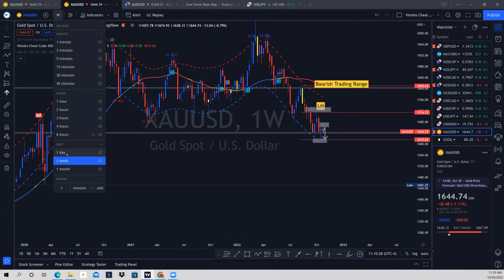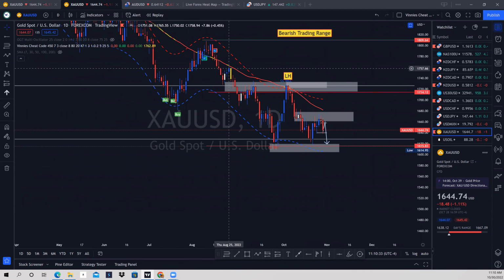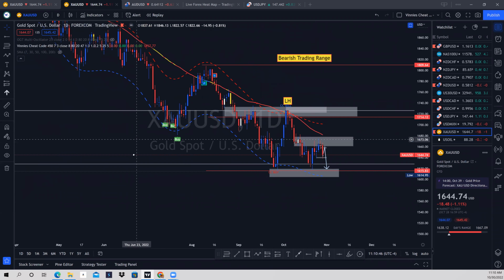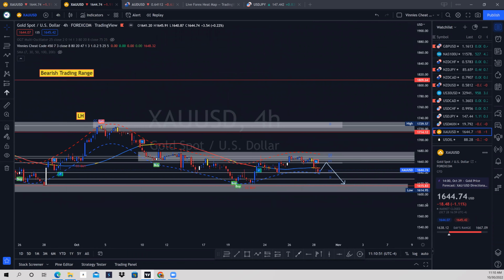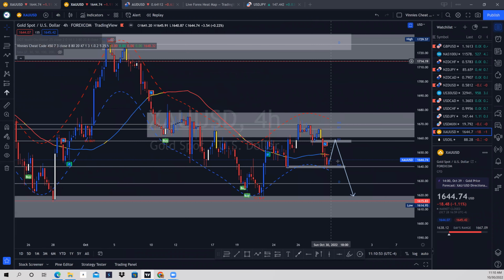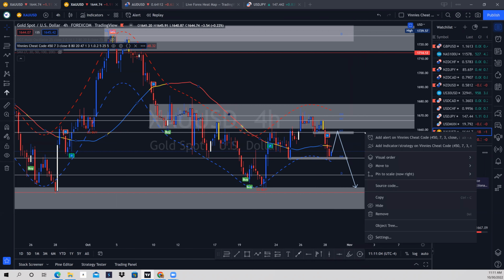I'll go down to the daily time frame. You should see the same exact thing, okay? The 47 moving average here is still red, it's still bearish. So my bias is that we are still selling gold. So all I want to do is go down to the 4-hour time frame, again, as I showed you earlier, and wait for an opportunity for price to get to a supply area or a resistance area. And once price reaches that area, what I like to do is set an alert. So I'll go ahead and set an alert right here.